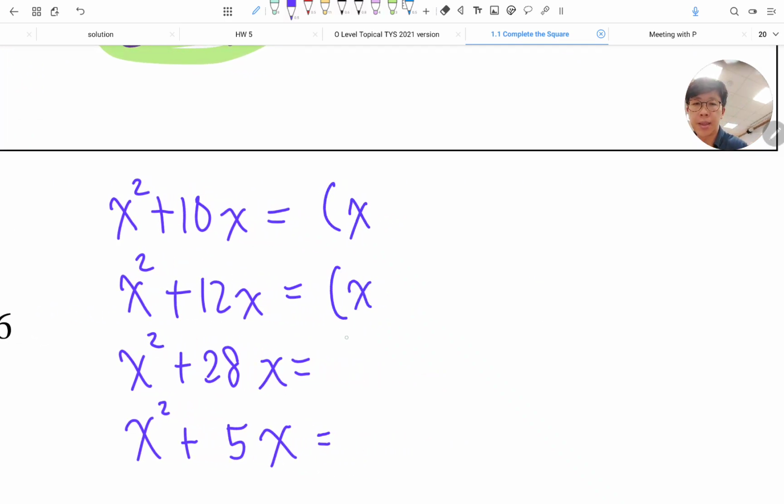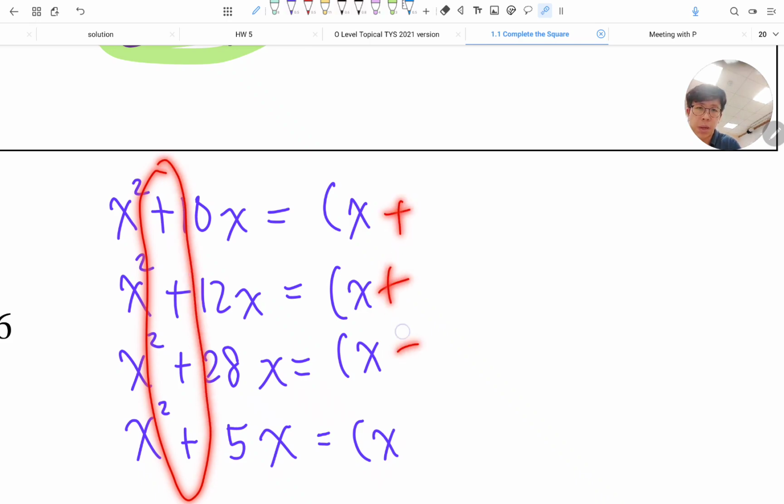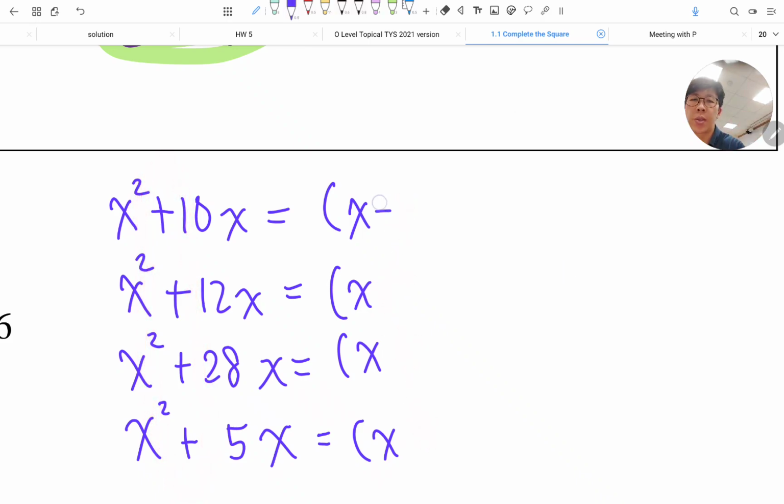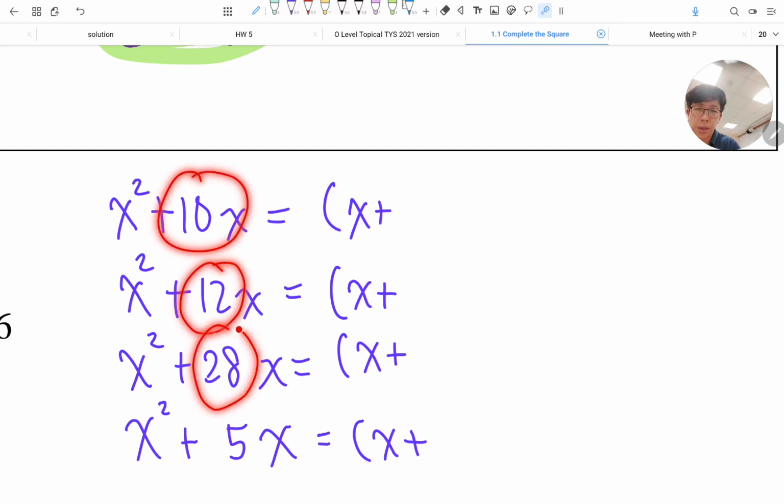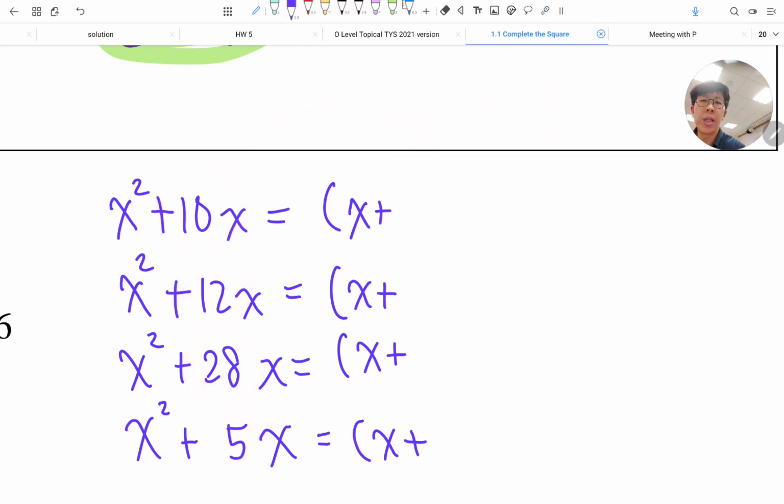x, x, x, x. The first pattern says, I see a plus, right? So write a plus, plus, plus, plus. The next pattern, this number, this number, this number, this number, every time we will divide by 2. So I will see a 5 here, close bracket square. A 6 here, close bracket square. A 14 here, close bracket square. And here, you write 5 over 2, close bracket square.